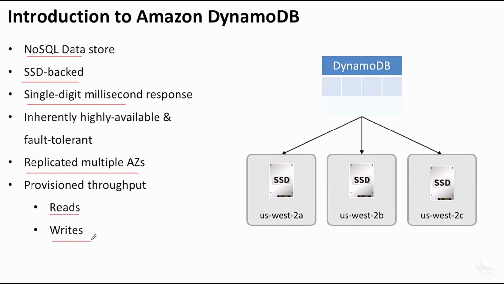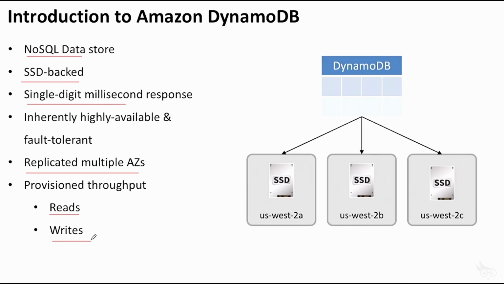So again, Amazon DynamoDB is inherently highly available, fault-tolerant, and highly durable, with its data being replicated to multiple availability zones, backed by SSD volumes, and designed to achieve a very, very low latency, whether you're storing gigabytes or terabytes worth of data. So let's take a look at data models within Amazon DynamoDB.